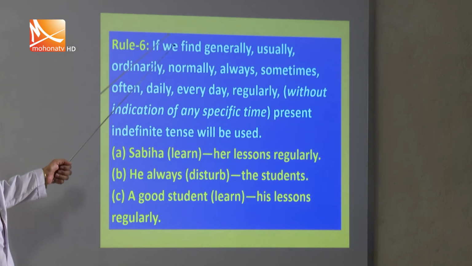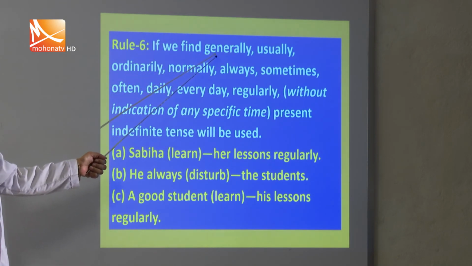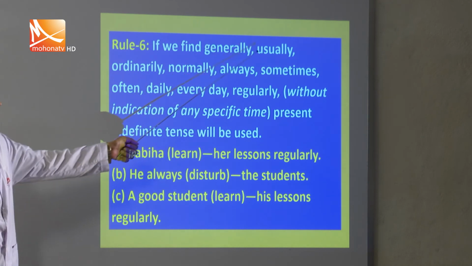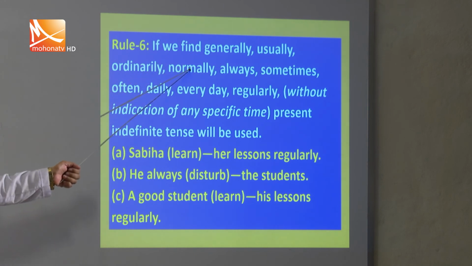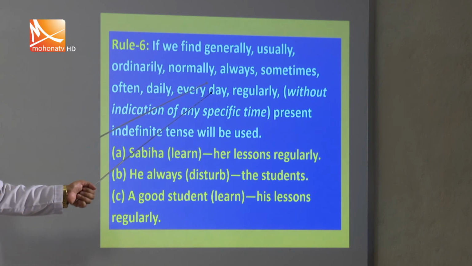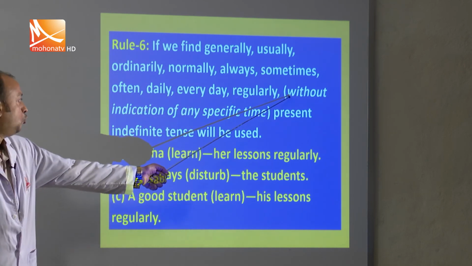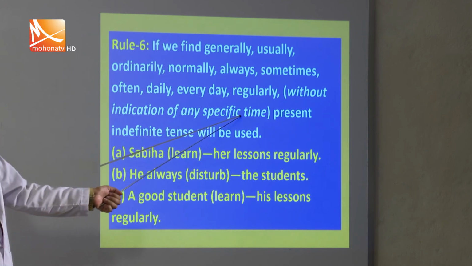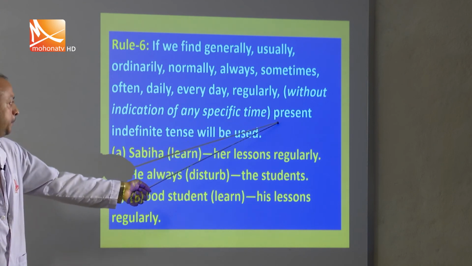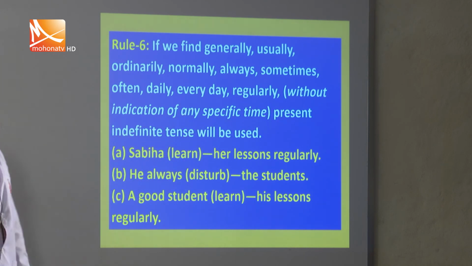Rule number 6. If we find these words, a group of words, for example, generally, usually, ordinarily, normally, always, sometimes, often, daily, every day, regularly, just this verb without indication of any specific time, present indefinite tense will be used. In this case, we have to use present indefinite tense to solve the problem of right form of verbs.